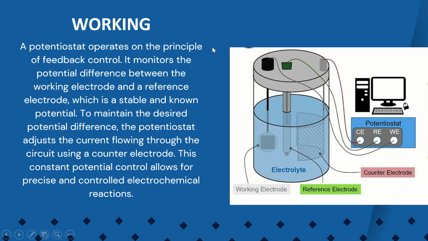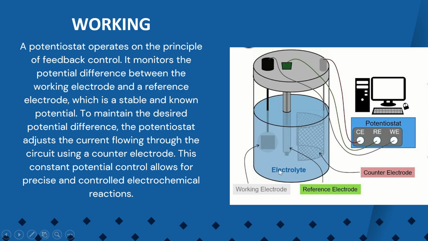Then how does it actually happen, we'll be knowing right now. So the potentiostat operates on the principle of feedback control. It monitors the potential difference between the working electrode and the reference electrode, which has a stable and known potential. To maintain the desired potential difference, the potentiostat adjusts the current flowing through the circuit using a counter electrode. This constant potential control allows for precise and controlled electrochemical reactions.